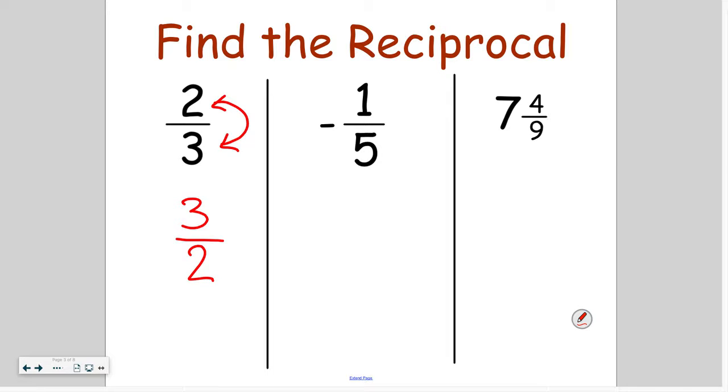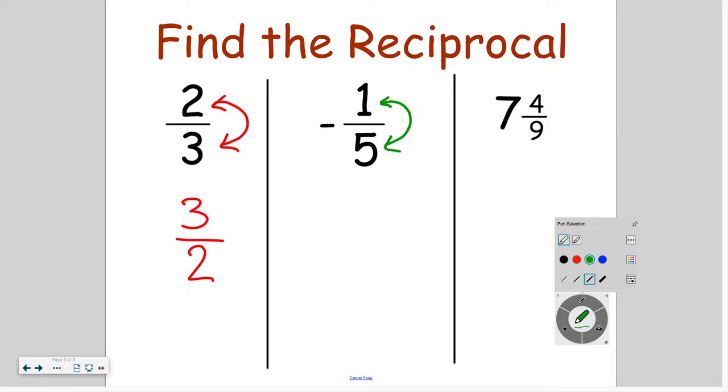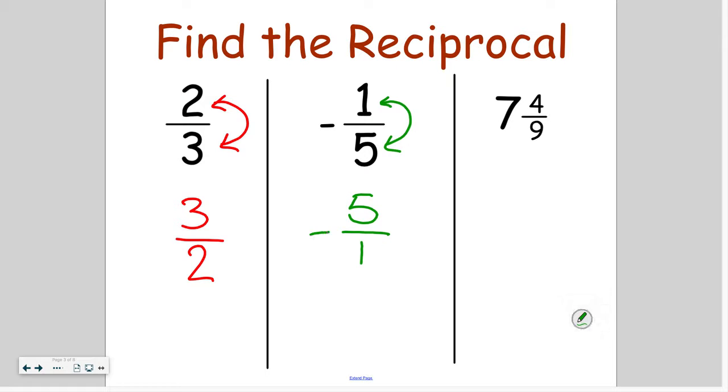This next one in the middle, we're looking at -1/5. The negative doesn't have any effect when we are taking the reciprocal. Again, we are flipping the fraction over, so we are changing it to 5/1, that negative is still in the front. We want to make sure that we are simplifying, so -5/1 just gives us an answer of -5.